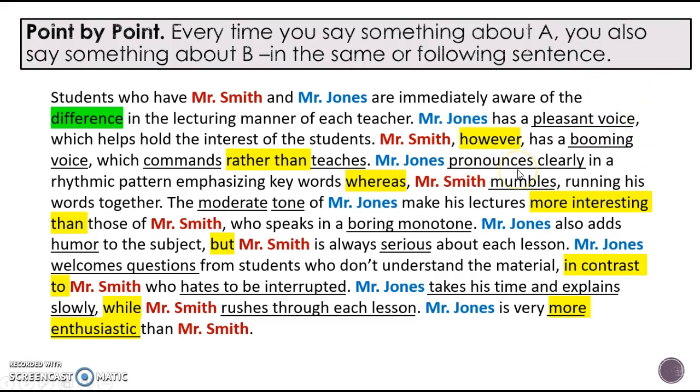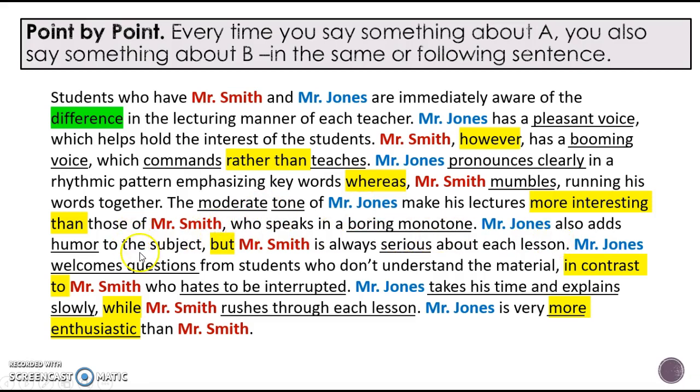Mr. Jones pronounces clearly in a rhythmic pattern, emphasizing the words whereas, contrast, Mr. Smith mumbles, running his words together. So again, we're talking about pronunciation. Mr. Jones compared to Mr. Smith. The moderate tone of Mr. Jones makes his lectures more interesting than those of Mr. Smith, who speaks in a boring monotone. So again, it's the tone, it's the level of interest, comparing Mr. Jones and Mr. Smith in the same sentence.